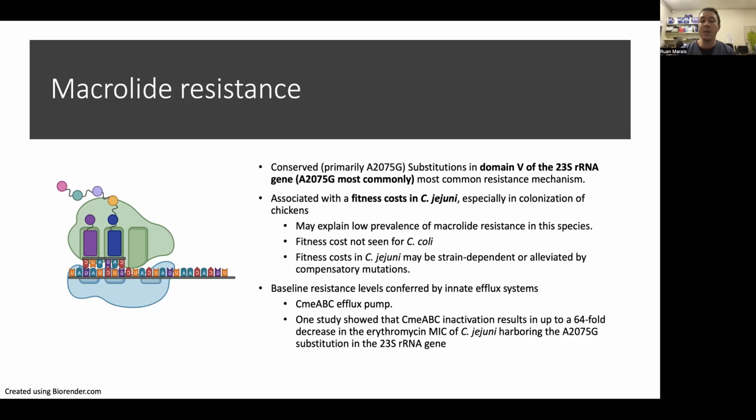However, there are strain-dependent compensatory mechanisms that have been identified, and that's why it's important for surveillance sites to do whole genome sequencing, in addition to just detecting these specific mutations, to get an early indication of emerging resistant strains. And then there's also a baseline level of innate resistance associated with macrolides based on an efflux pump.